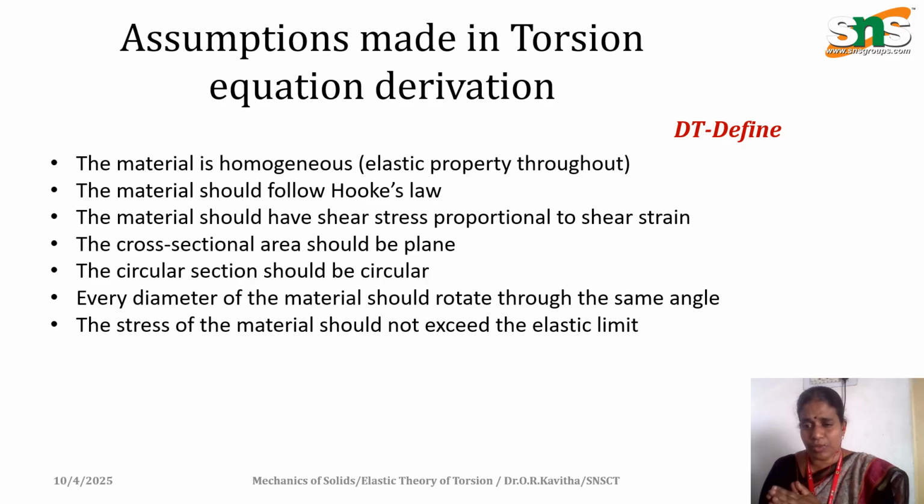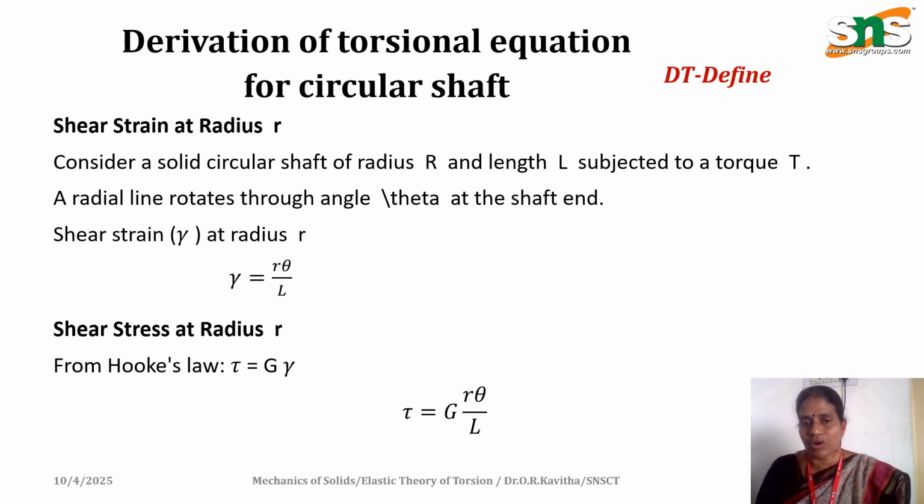That is, stress should be directly proportional to the strain, and the shear stress should also be directly proportional to the shear strain. The cross section we are taking should be plane before and after twisting, the application of the twisting moment. Also, the angle of twist should be the same, and the material should not be loaded beyond its elastic limit. In that case, this elastic theory will not be applicable.